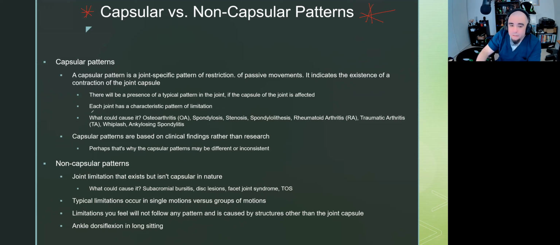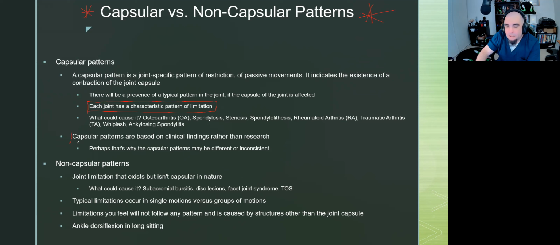Each joint has a very characteristic pattern of limitation. So what could cause the capsular pattern? OA, osteoarthritis, spondylosis, stenosis, spondylolisthesis, rheumatoid arthritis, traumatic arthritis, whiplash, ankylosing spondylitis. We'll talk about all those this semester, so don't worry if you don't know all of them yet.